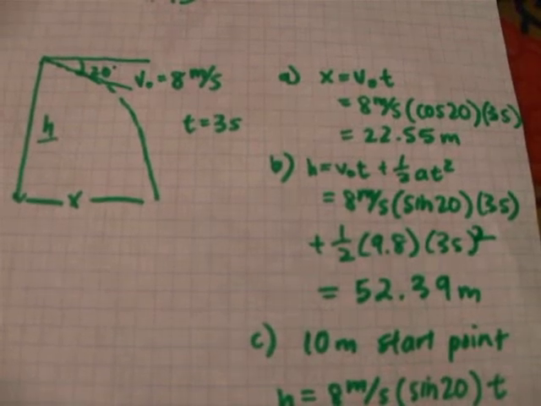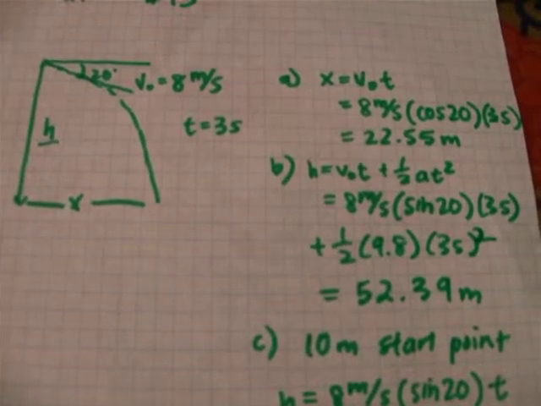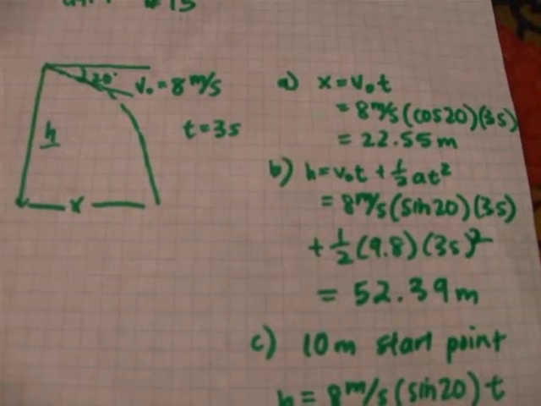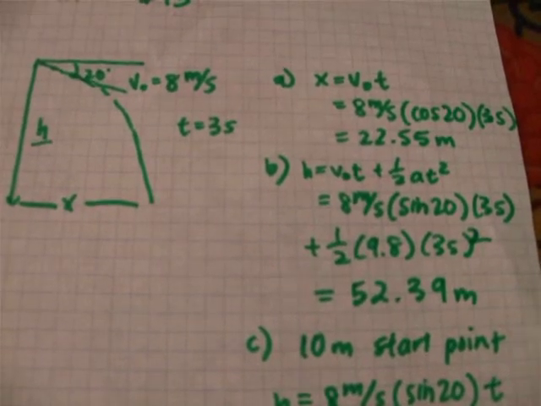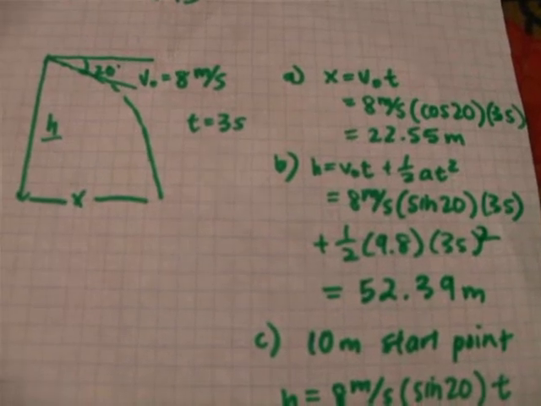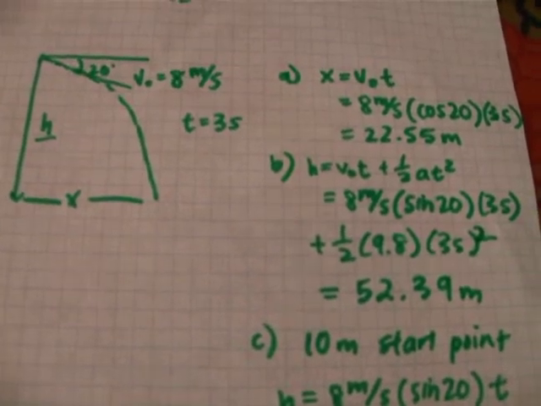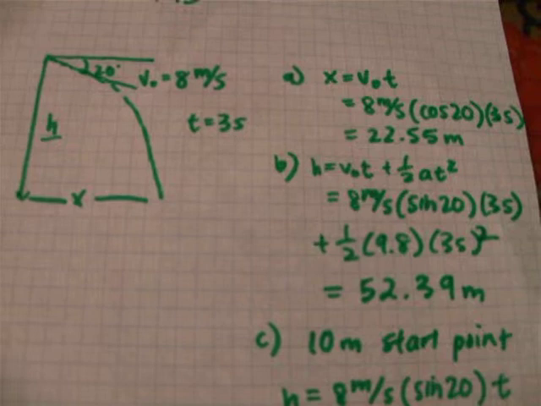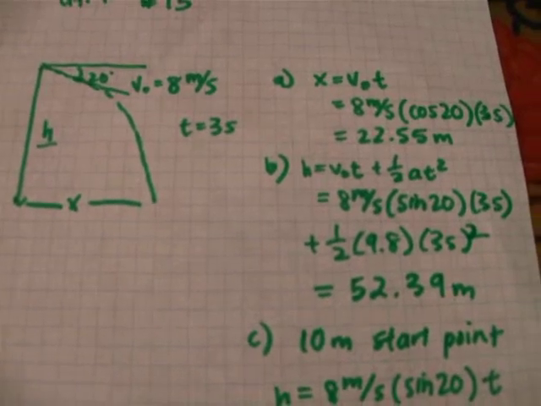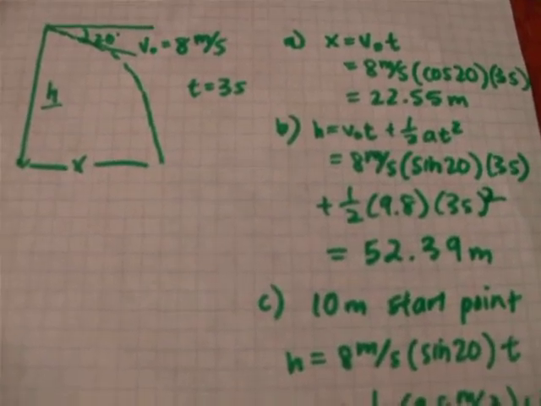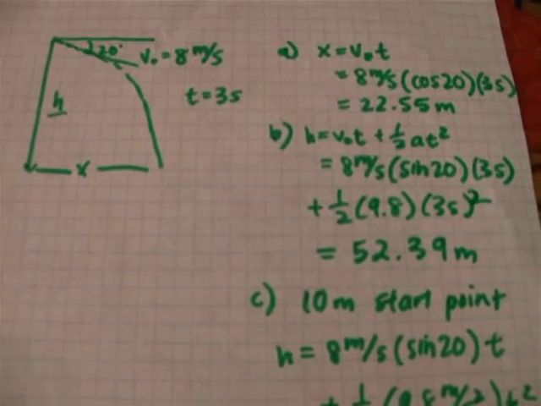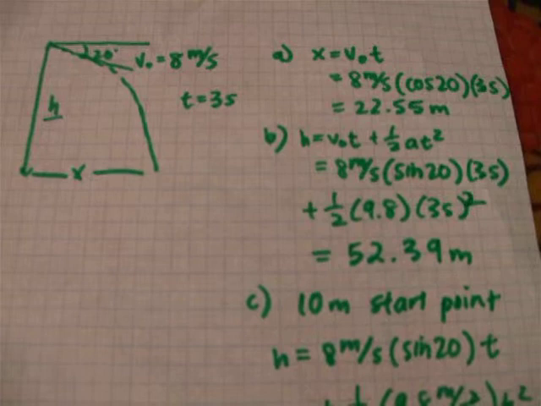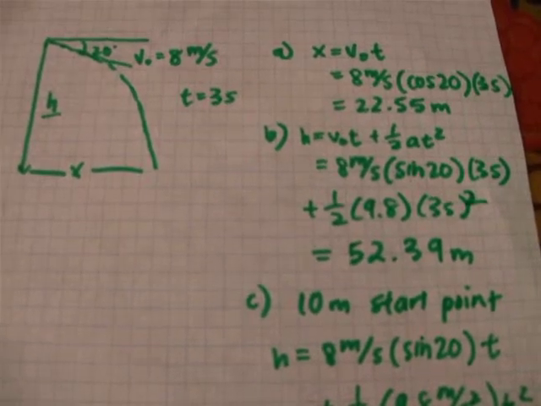Alright, so for B, we're basically looking for the distance it traveled in the y direction, or the height of the building. And so we would use the same equation, except now we do have to take account of the acceleration, which is gravity. So since it is in the y direction, instead of cosine, as we used earlier, we'll use sine of 20, but we just plug it in again.